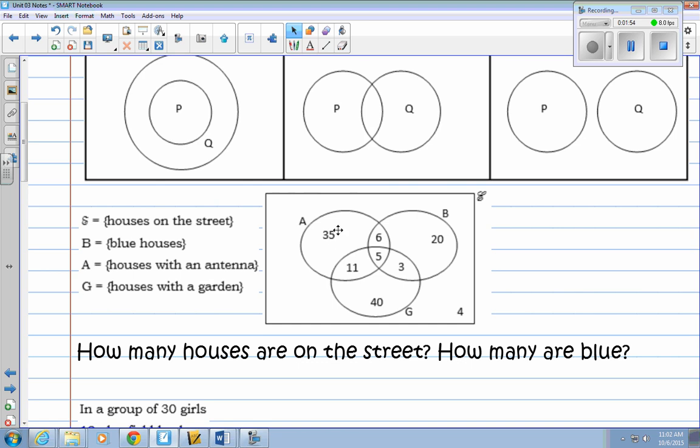And then out here, you would have the items that are just houses with an antenna, just houses that are blue, just houses that have a garden. And this section, the 11, for example, are just houses that have an antenna and a garden but are not blue. This section has an antenna and are blue but doesn't have a garden, and this section would have a garden and are blue but not an antenna. And then this set are houses on the street that don't have any of those items. So the question that I want you to try to figure out by tomorrow is how many houses are on the street total and how many of those houses are blue? See if you can figure that out.